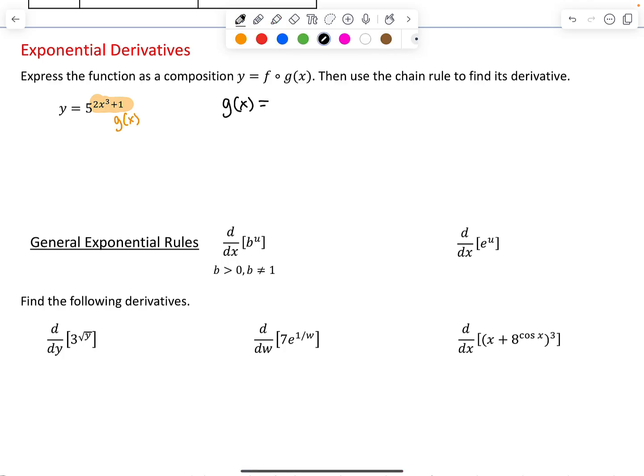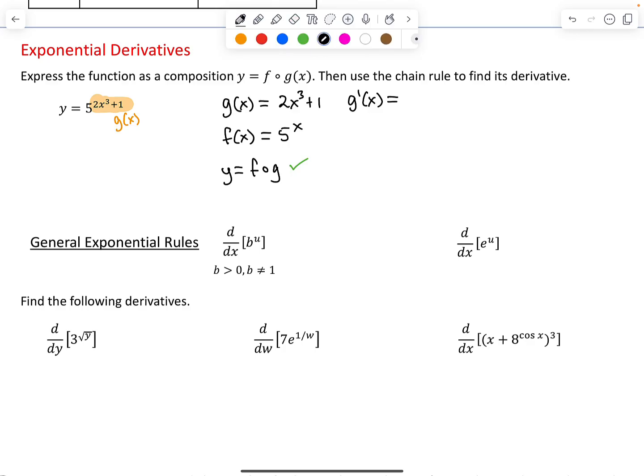This exponent I will consider to be my g of x. So g of x is equal to 2x cubed plus 1, suggesting that the function into which we are composing must be 5 to the x. Sure enough, if you take this function g and substitute it into the function f by replacing this x with it, you will get our function y. So y is in fact the composition of f composed with g. Check.